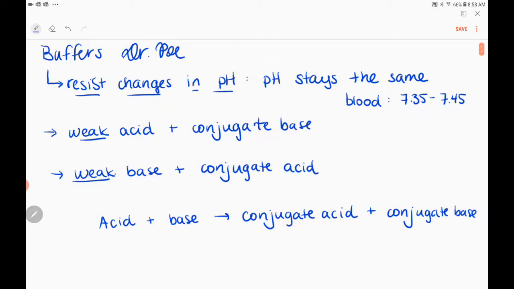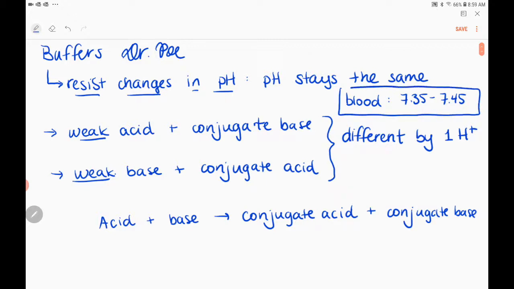Understanding the components of buffers and looking at these definitions, the trick is the two components of the buffer are going to be different by exactly 1 H. Well, actually, an H plus, because the acids donate an H plus and the bases pick up an H plus. So depending on what's added in, both of those components are there. If they need to donate an H plus, they can. If they need to pick up an extra H plus, they can, to maintain that same pH in a very narrow range.